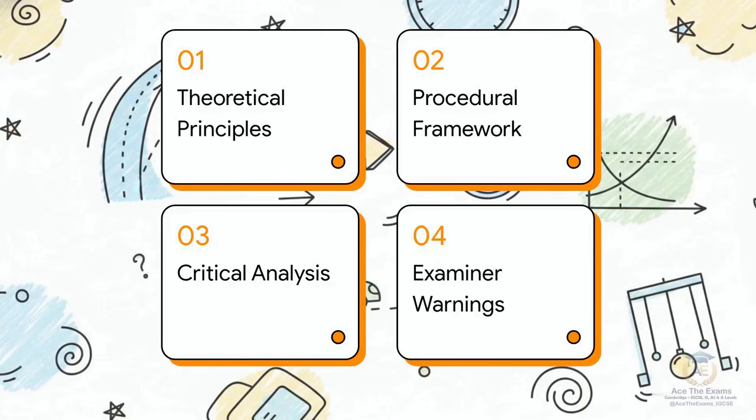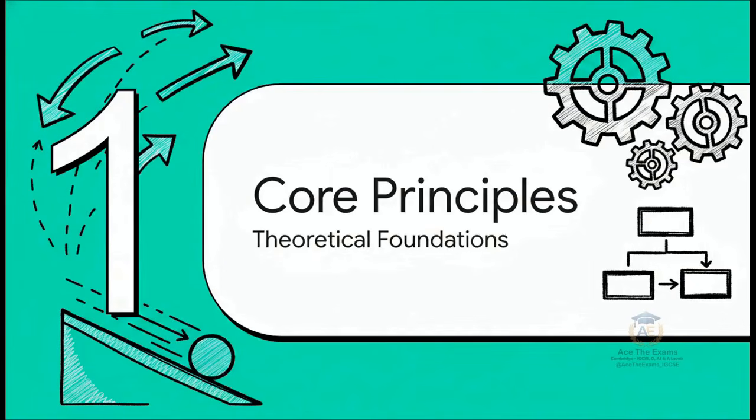Okay, here's our forensic roadmap for today's explainer. We'll hit 1. Core theoretical principles. Then 2. The procedural framework. Move on to 3. Problem-solving strategies. And wrap up with 4. Top examiner warnings. Let's start with Section 1, Core Theoretical Principles.